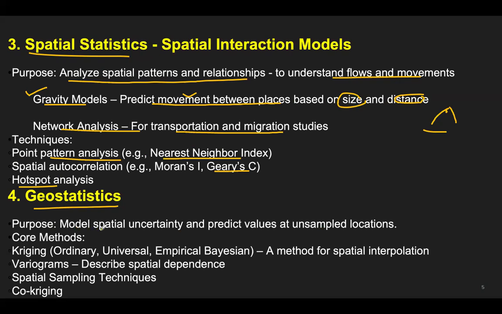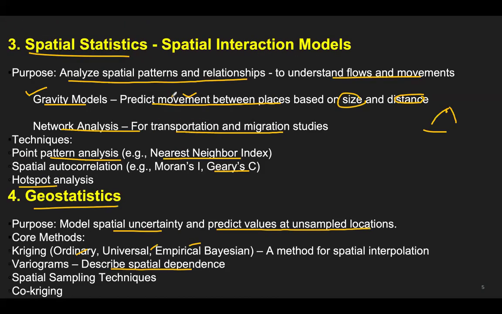And then is geostatistics. Geostatistics is used to model spatial uncertainty and predict values at unsampled locations. Core methods are kriging, ordinary, universal, and empirical, and then variograms describe spatial dependencies, along with spatial sampling techniques and co-kriging.